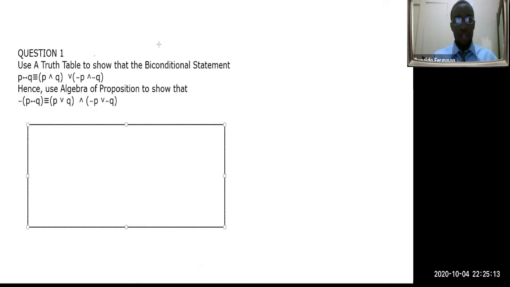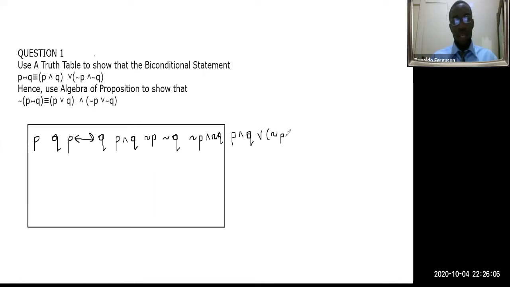So this should be about fine. So let me see, we're going to have P, then we're going to have Q, then we're going to have the biconditional statement, P if Q and Q if P. Then we're going to need P and Q. Then we're going to need the negation of P, then the negation of Q, then the negation of P and the negation of Q. Then finally we're going to need P and Q or the negation of P and the negation of Q. So that's all that we're going to need.